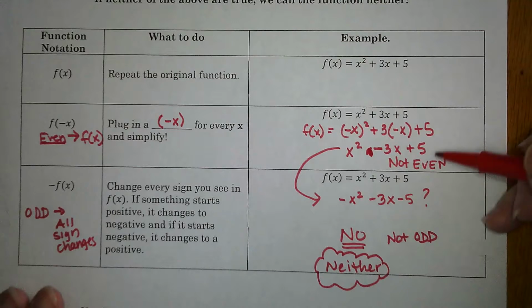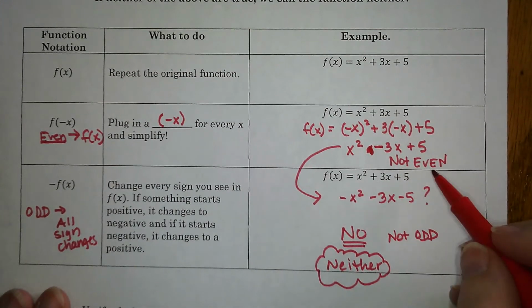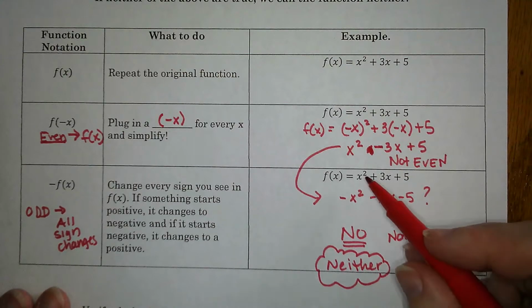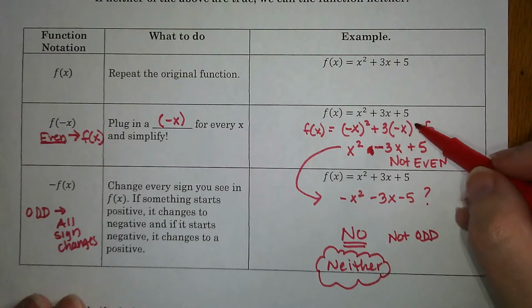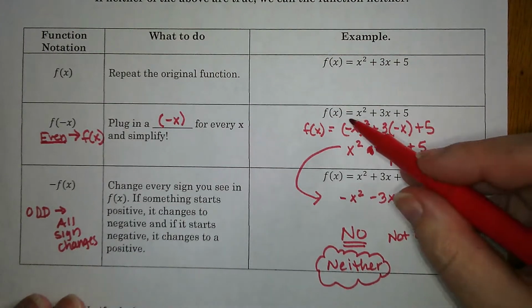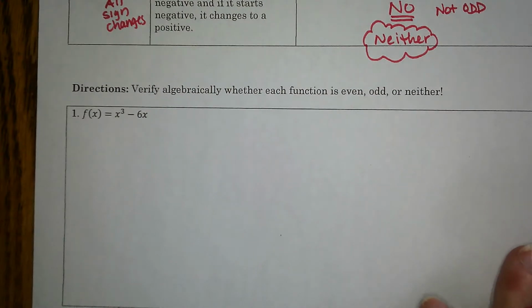Okay, so either it has to come out exactly the same, or all of the signs have to change. Okay, and if all the signs change, then it's an odd. If all the signs are back to normal, like what you started with, then it's an even. What we're going to do is take a look at some examples.